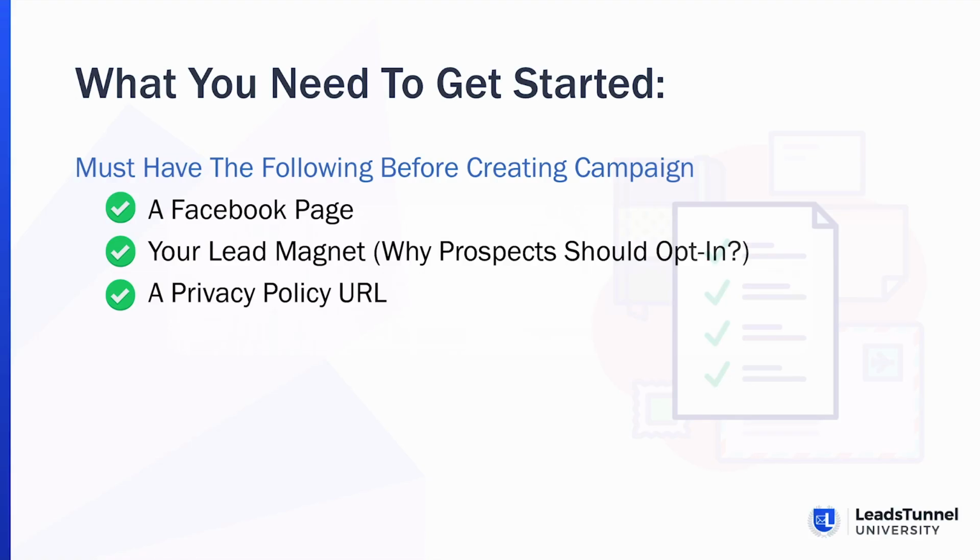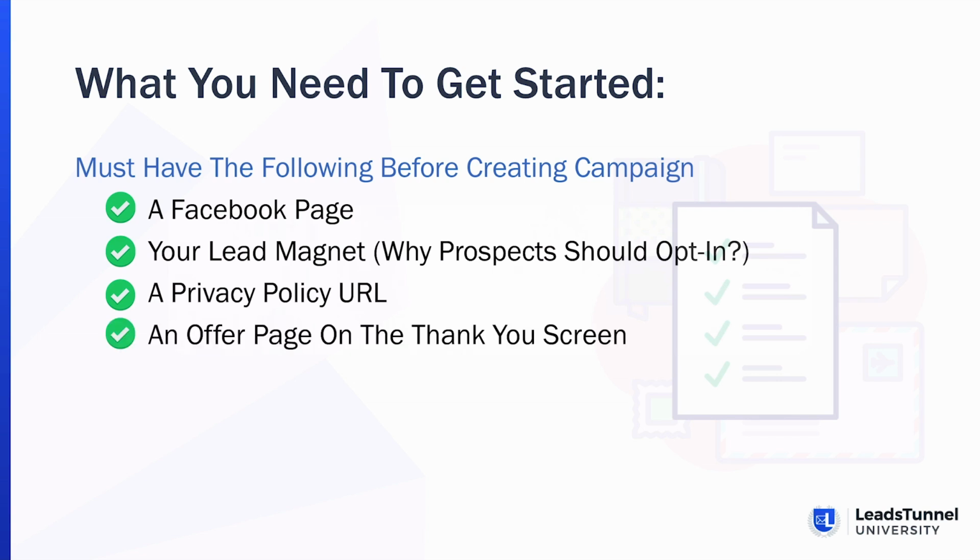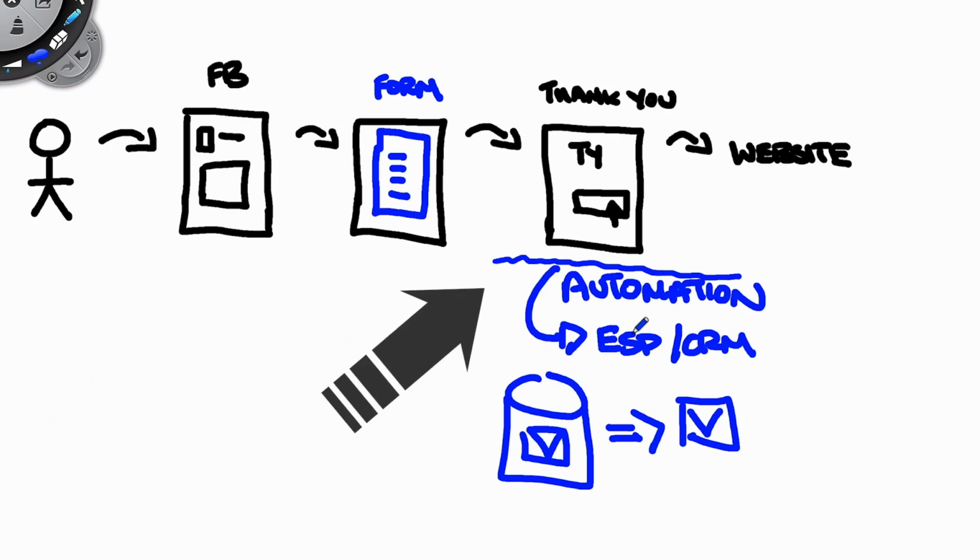The third thing that you need is simply a privacy policy URL. You need to let Facebook know how you are going to be using this personal information, because you are now going to be the privacy controller of the data. Next is an offer on the thank you page screen. If you remember earlier, at the last point of the process, which is called the thank you screen, you get to direct these people to another page, a website, an affiliate offer, whatever you desire.